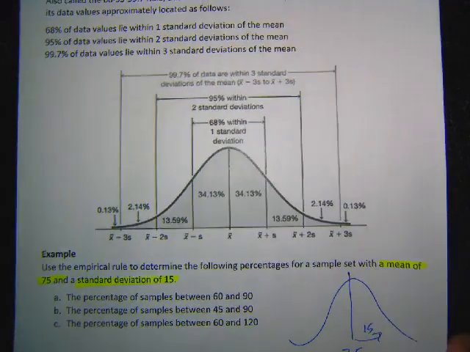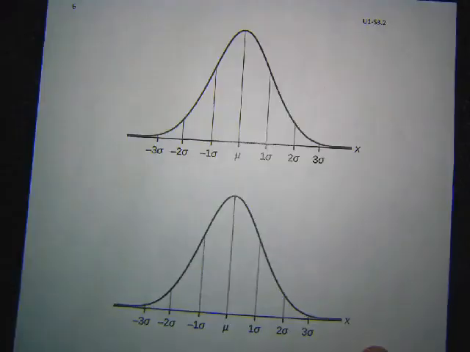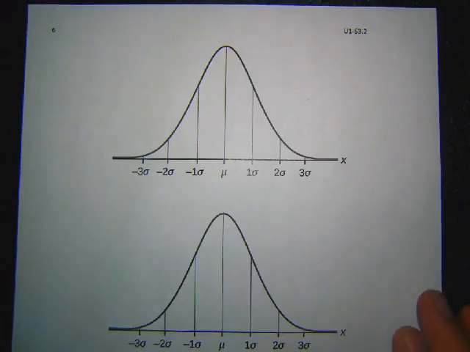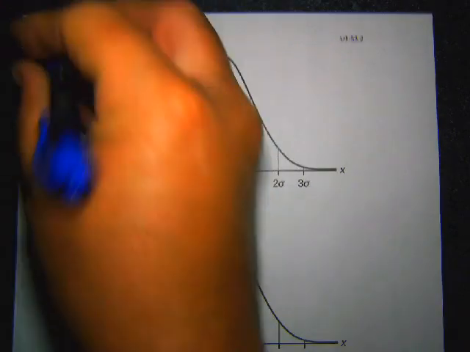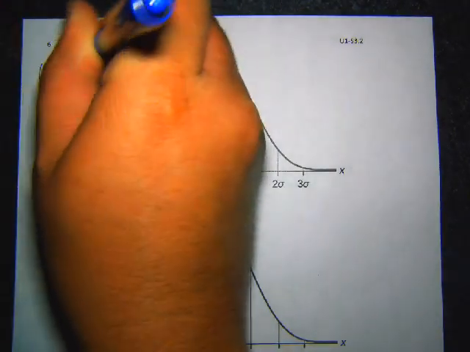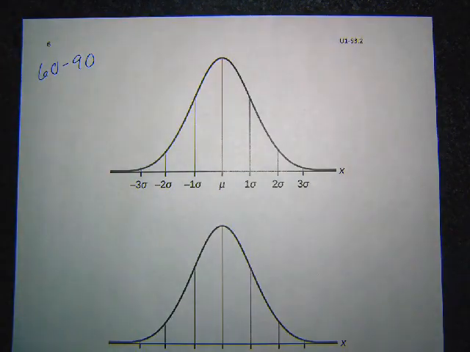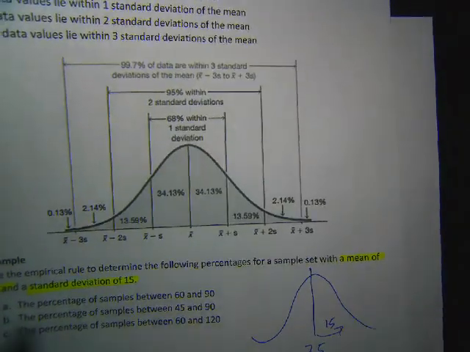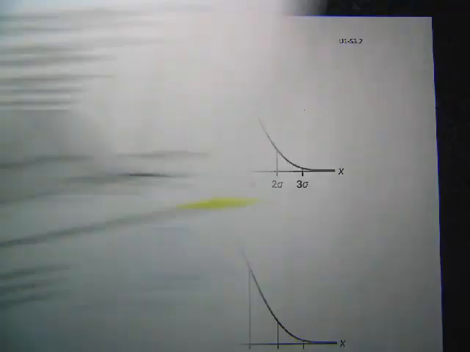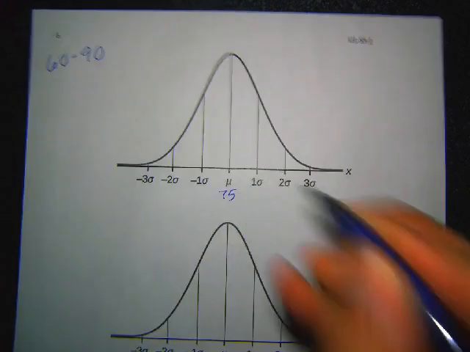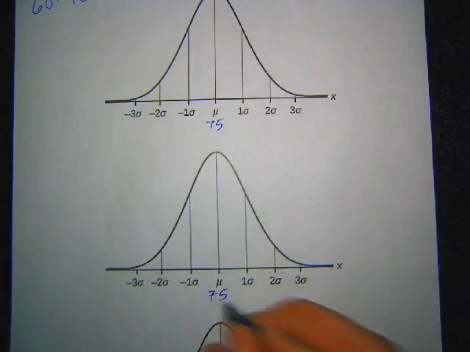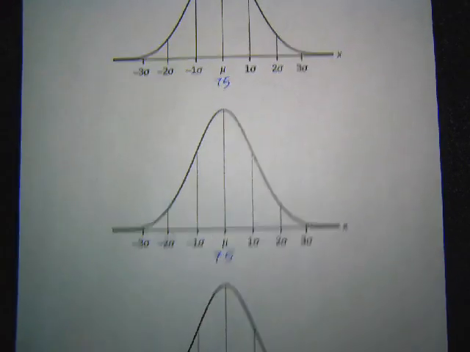I made myself 3 different little graphs here on the next page, so we can do each one by itself. We're going to start off with the first one, going from 60 to 90. Again, we said the middle value, the mean, is going to be 75. So right in the middle, we're going to label this as 75. It's going to be 75 on all 3, so I'm just going to label it right now. 75 is the middle.